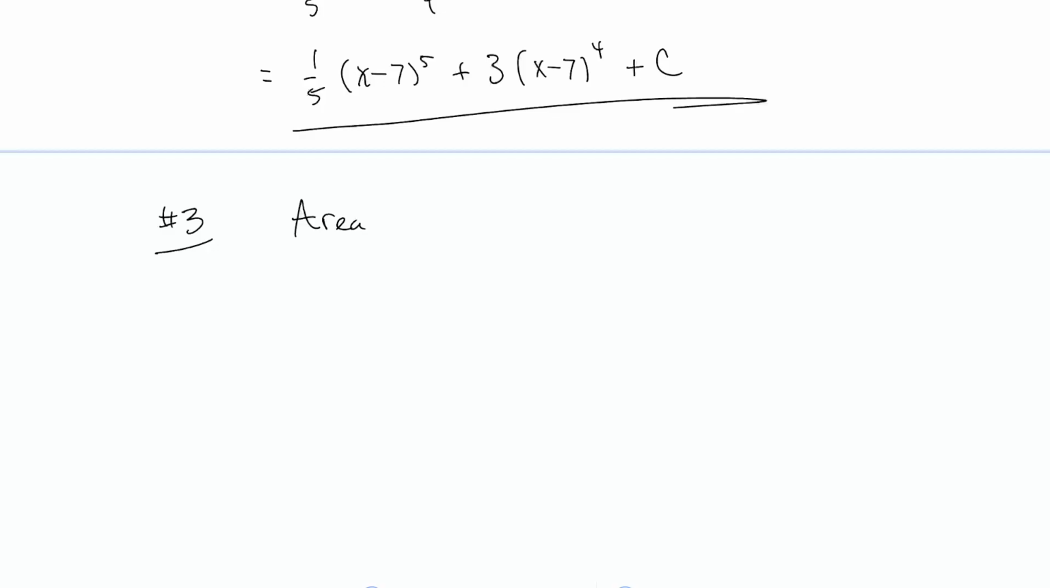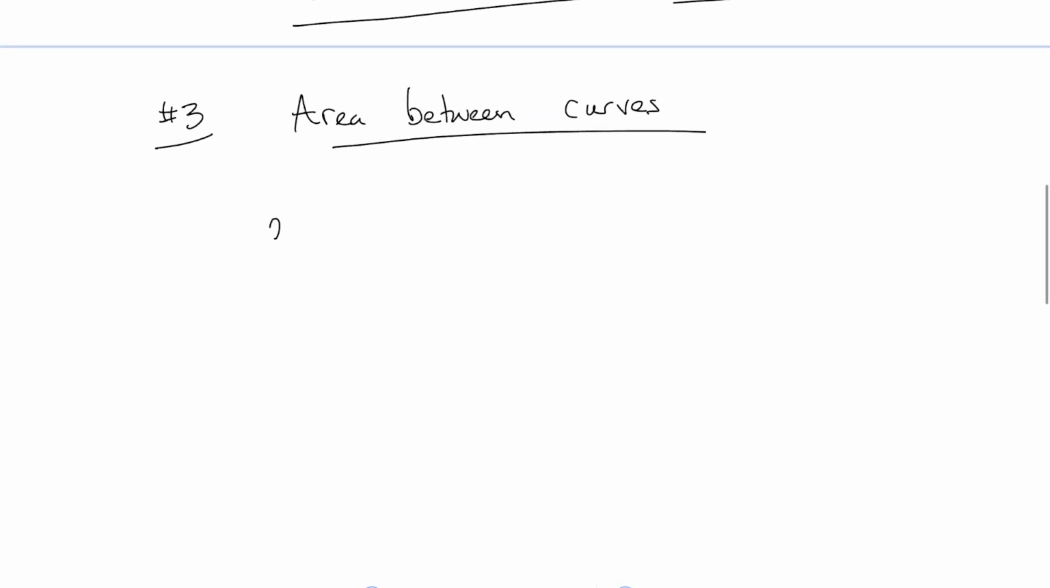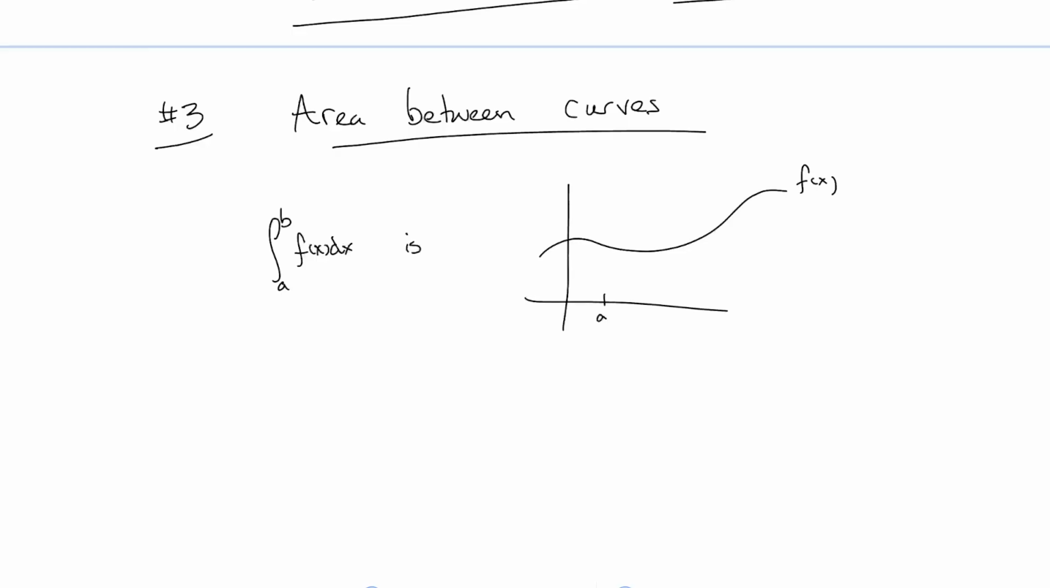This is number 3 on the big list. It is the area between curves. The area between curves. All right. This is, everybody knows, the area under the curve is the integral, right? So this, integral f of x dx from a to b. What does that mean? It means the area under the curve, which would be something like if this is my f of x and a and b are numbers along the x-axis. It means this area right here, right?